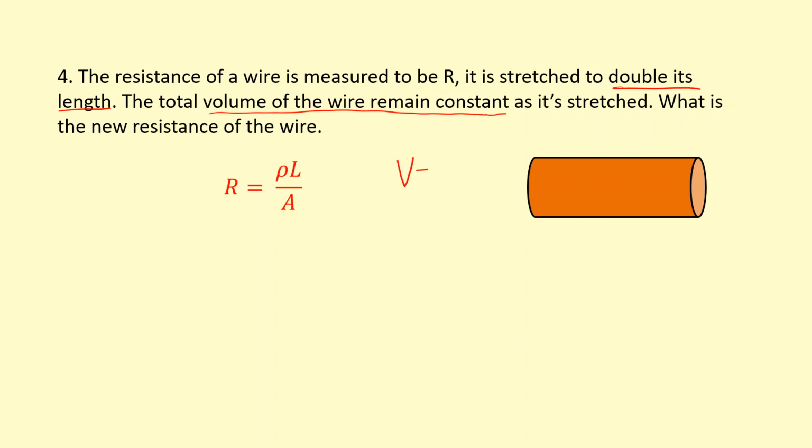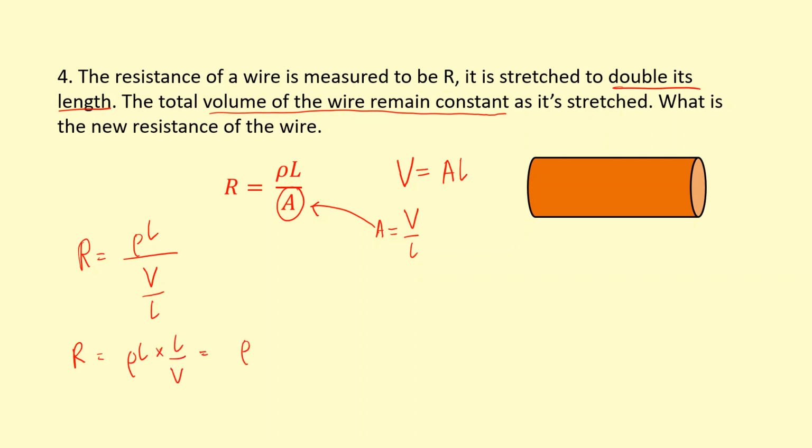The volume for a wire like this is going to be the cross-section area times the length. And because I don't know how this A is going to change, I'm going to eliminate this A using this equation here. So let's make A the subject. So V over L equals A. And if I put it into this equation here, I get resistance equals resistivity times length over volume over length. When you divide by a fraction, you simply flip it over and multiply. So that becomes resistivity times length times length over volume. And that expands to give you resistivity times length squared over volume.